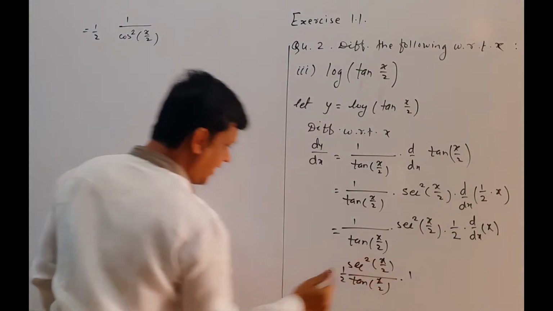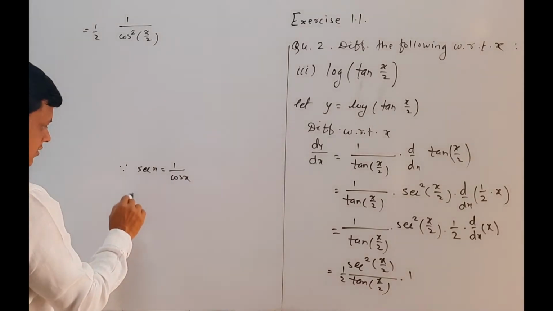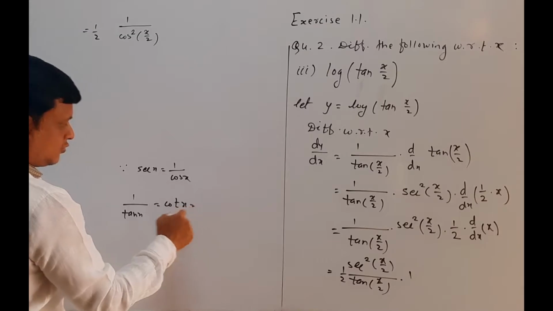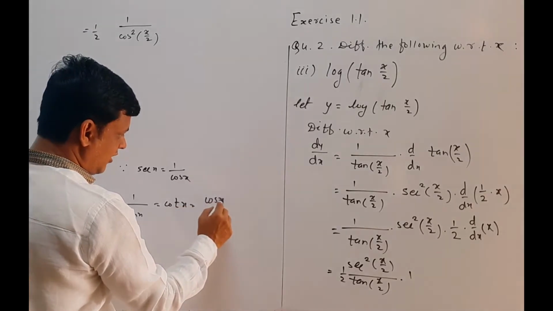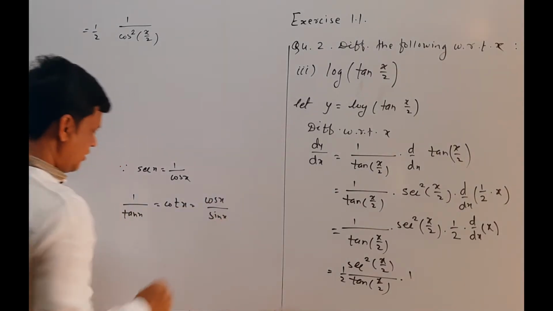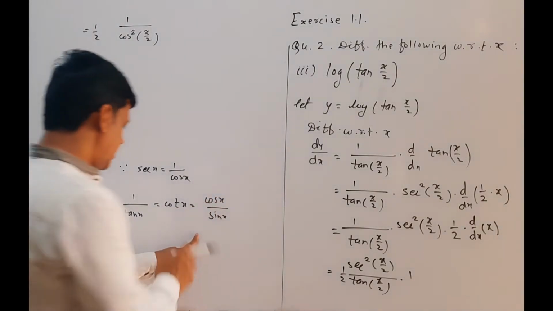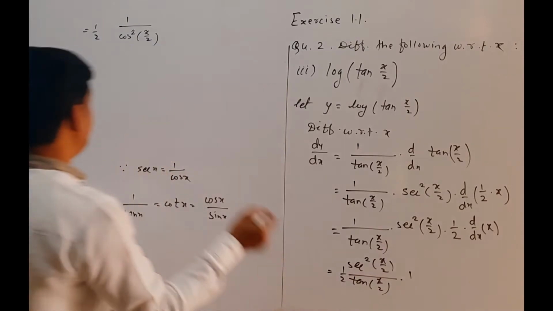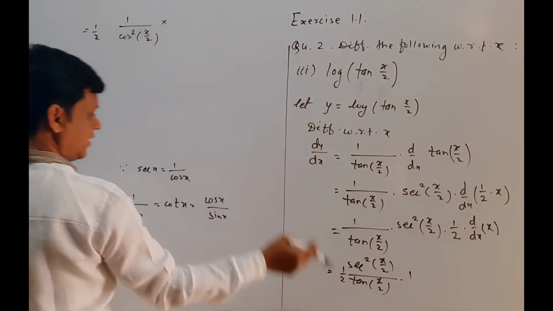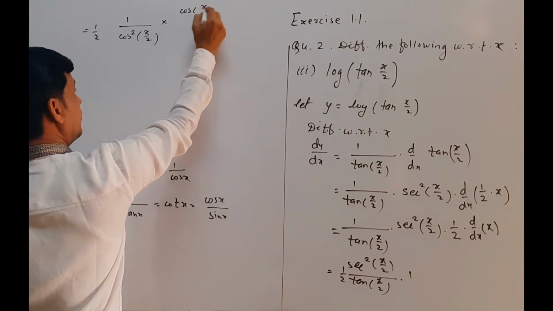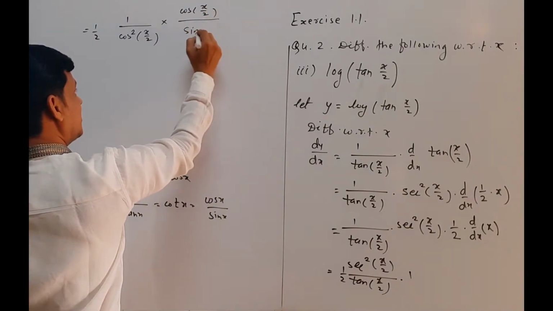Then this tan x by 2. So 1 upon tan x, we write cot x. So this cot x is cos x upon sin x. So we write 1 upon tan x as cos x upon sin x. So here in place of x, the value is x by 2. So we write this 1 upon tan x by 2 as cos x by 2 upon sin x by 2.